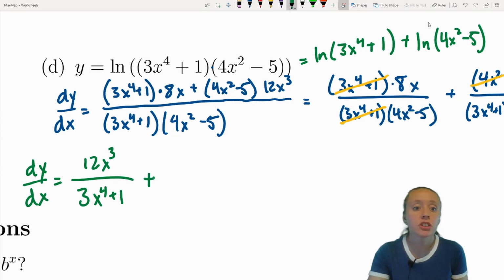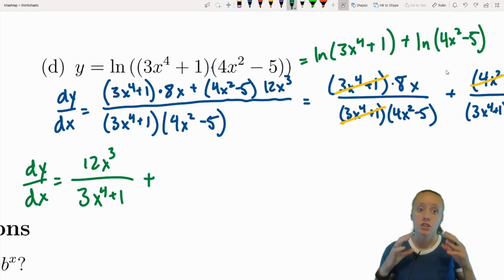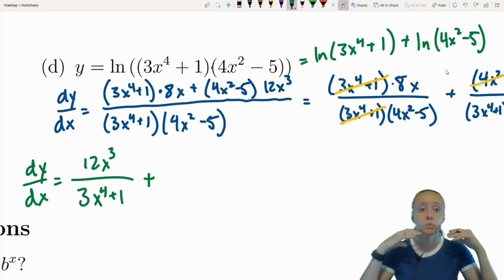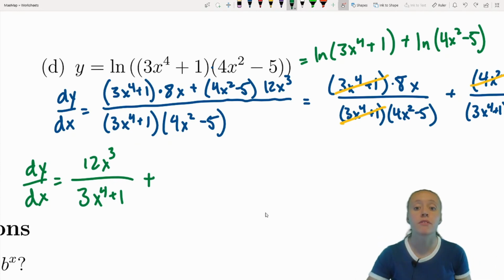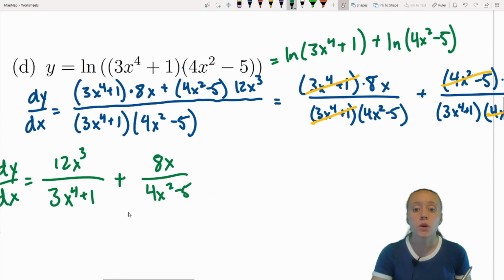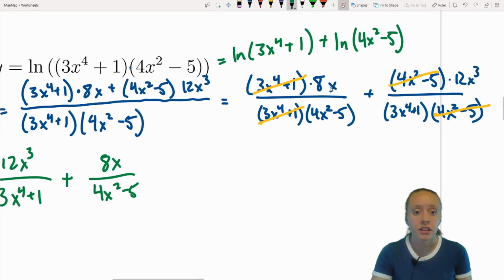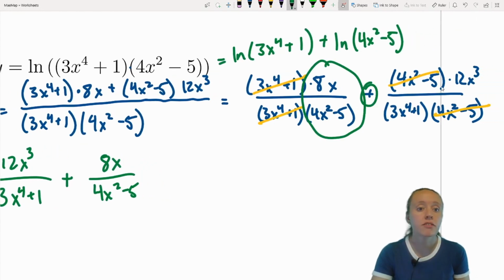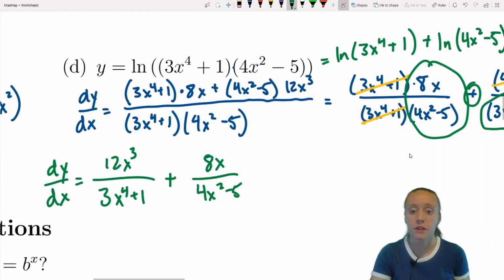And then I'm going to add that to my other derivative, starting with the outermost function, that ln. It's 1 over that function times the derivative of the function. So I'm going to have 1 over 4x^2 - 5 times the derivative of 4x^2 - 5, which is 8x. And there we have it. There's my 12x^3 over 3x^4 + 1 plus 8x over 4x^2 - 5. There's my 8x over 4x^2 - 5 plus my 12x^3 over 3x^4 + 1.